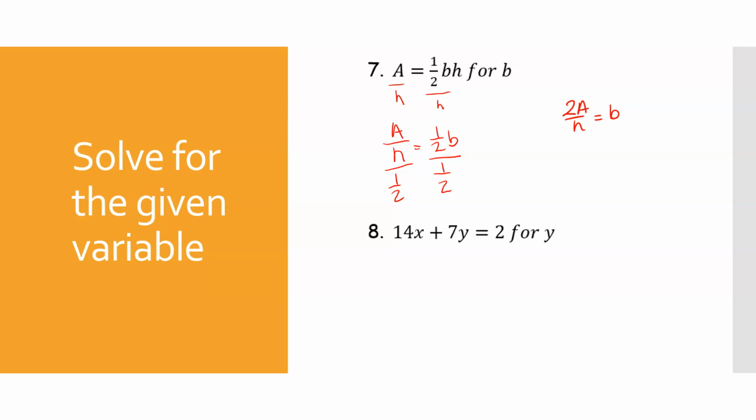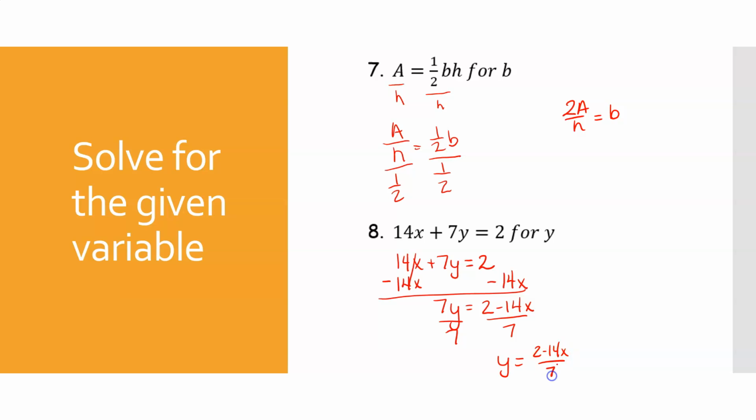Number 8, 14x plus 2y equals 2, for y. Let me rewrite. So I'm going to subtract 14x from each side. We just want to clear everything away from the variable we're solving for. Now we're going to divide everything by 7. And you can leave it like this. That's good enough. You really can't divide everything equally, so it stays like that. That's your simplified form.